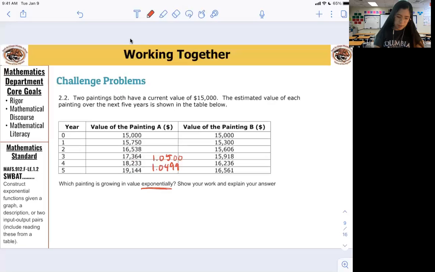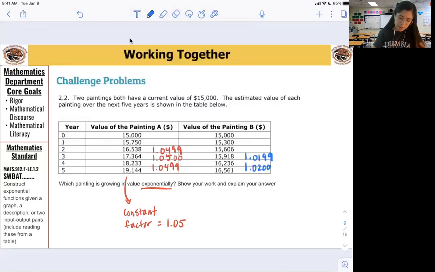17,364 divided by 16,538, 1.0499. So already you can pretty much tell that this one has a constant factor of 1.05. Now, if I do the same thing on the other hand, 16,561 divided by 16,236, 1.0200. 16,236 divided by 15,918, 1.0199. So far looks pretty good.